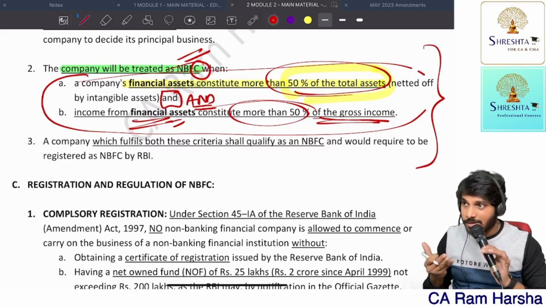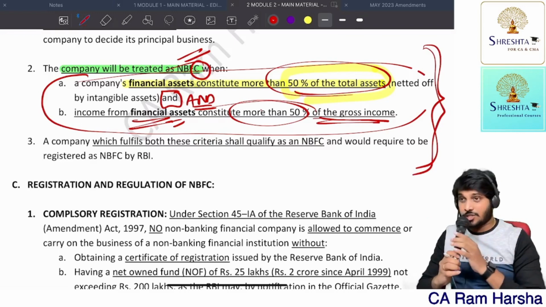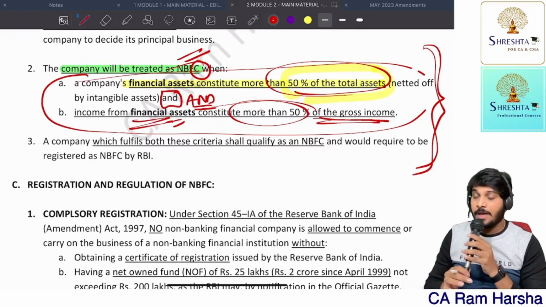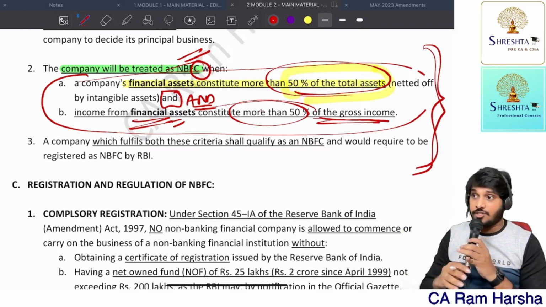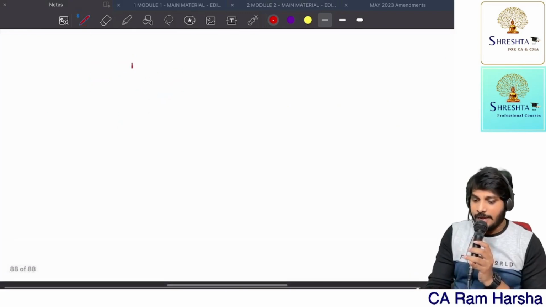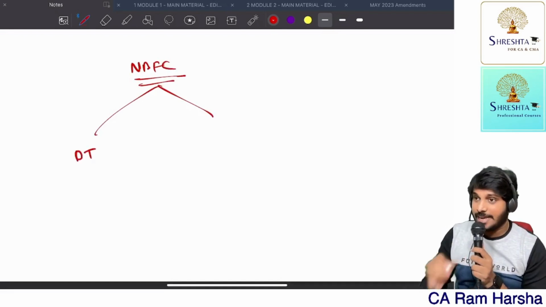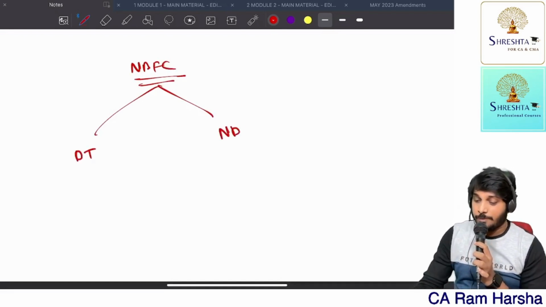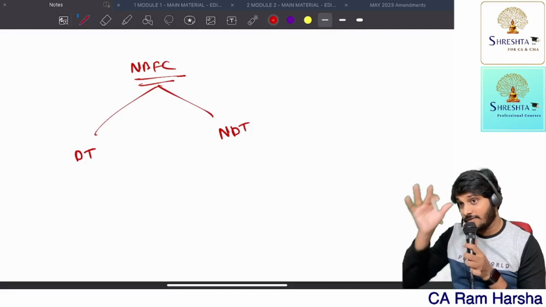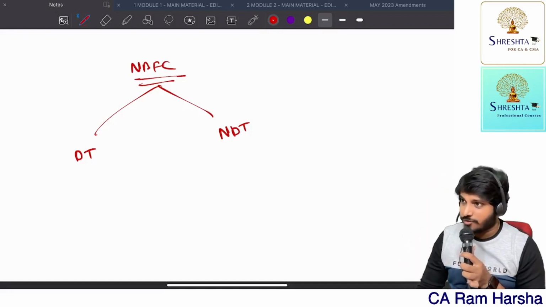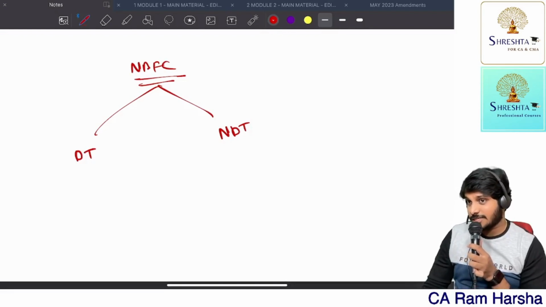Able to understand. Now, if you satisfy this, first of all, you are treated as an NBFC. Now, within that NBFC, there are so many classifications. What type of NBFC are you? You know, again in NBFC, there are so many types. Are you a deposit taking NBFC or a non-deposit taking NBFC? Non-deposit taking NBFC means they only give loans. Suppose you see Muthoot Finance, they don't take any deposits. They only give loans. Able to understand.